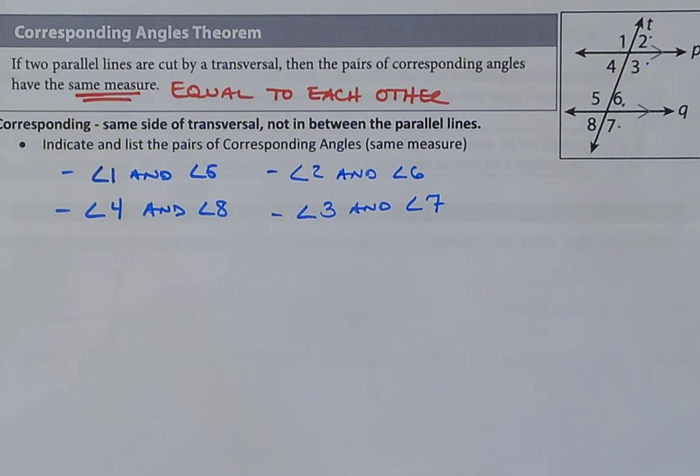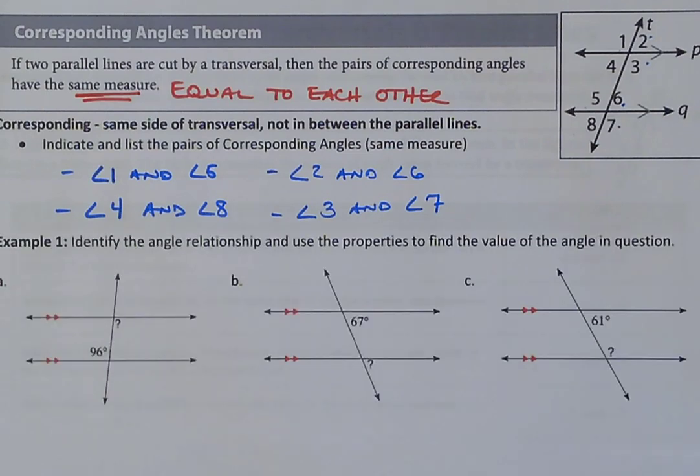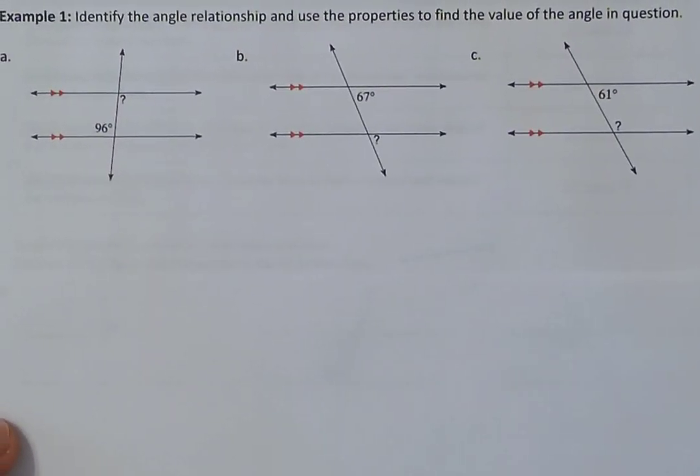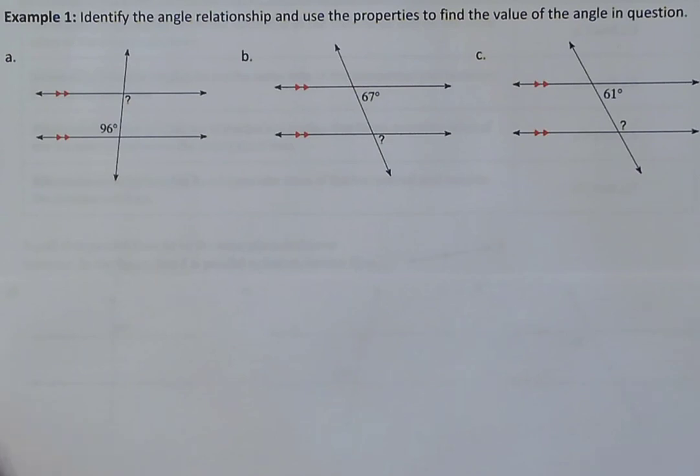All right, so that is going through and talking about the 3 different theorems. Same side interior add up to be 180. Alternate interior are congruent, and corresponding is also congruent as well. So with that said, example 1 is going to ask us to identify the angle relationship for each example, and then use the properties to find the value of the angle in question.